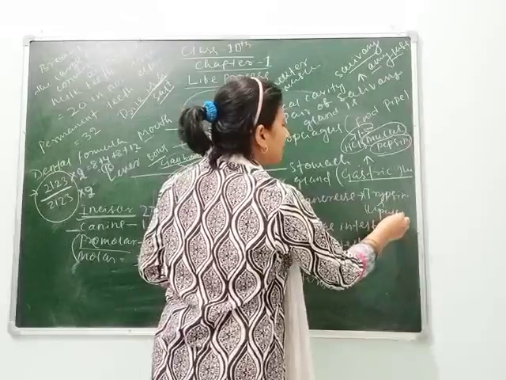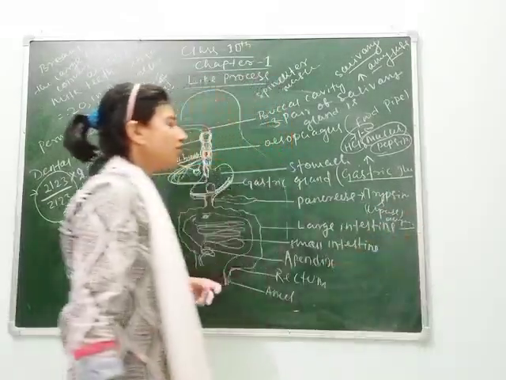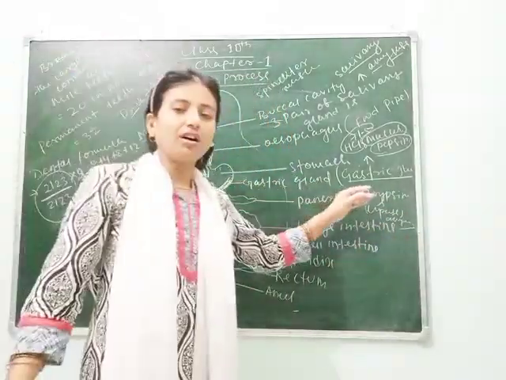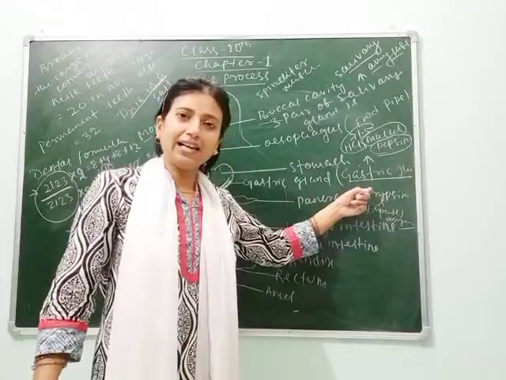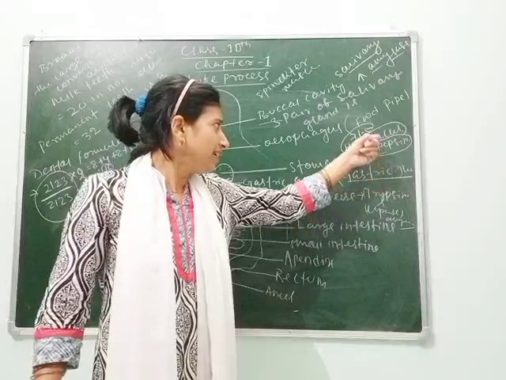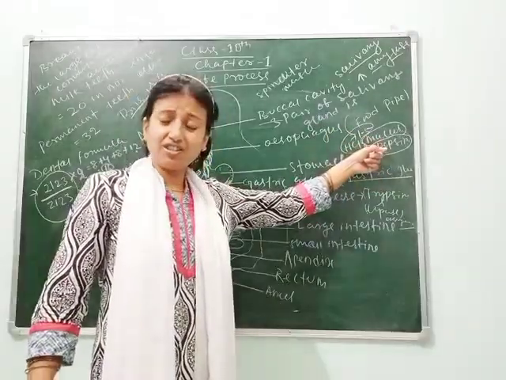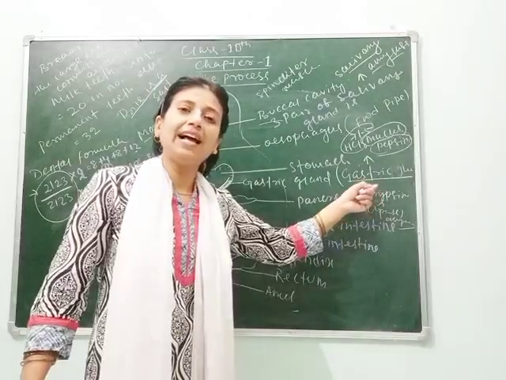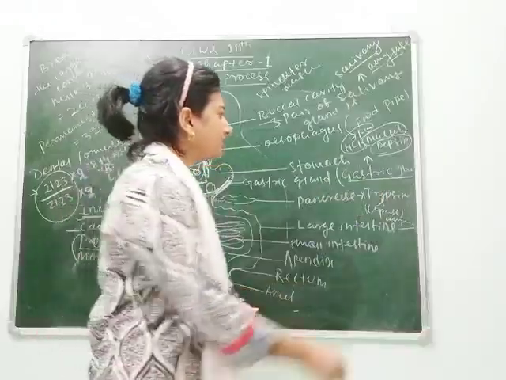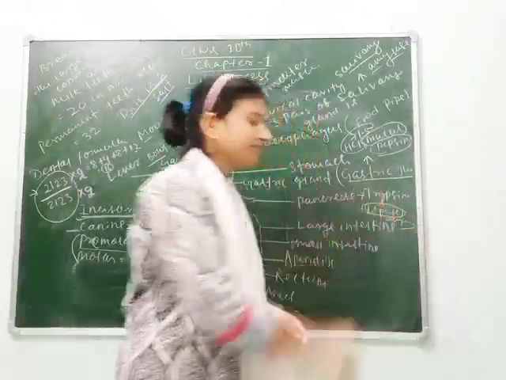Sometimes some amount of amylase is also secreted. So they act on the alkaline protein. Clear students? Trypsin acts on alkaline protein, but pepsin in the stomach acts on acidic protein. Next is your lipase.